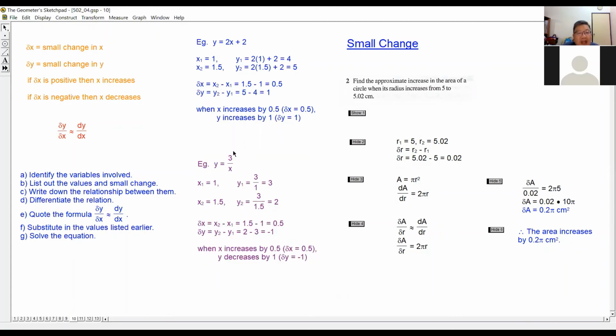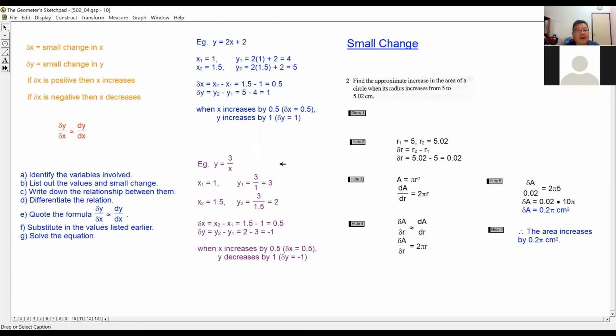So we have a function y equals 3 over x. So I substitute in x equals 1, and this 1, I call it x1. So when I put in x equals 1, 3 over 1 is 3. And the y1 is 3. So for x equals 1, I have a corresponding value of y, which is equal to 3. And this is one pair. Since they are actual numbers, I call it x1 and y1.